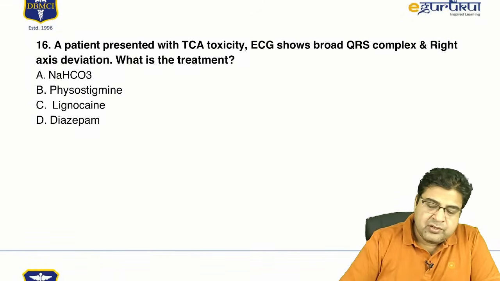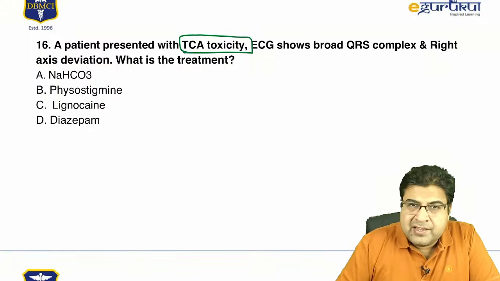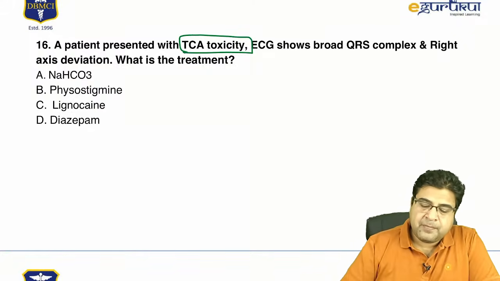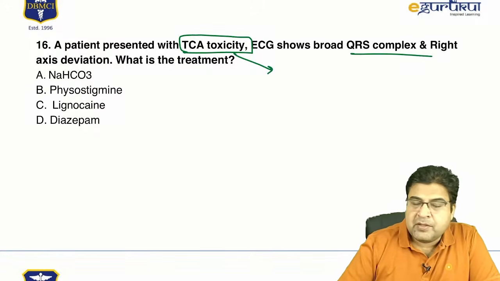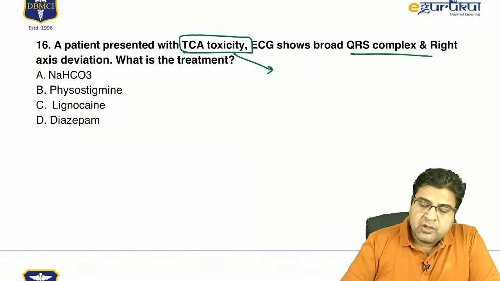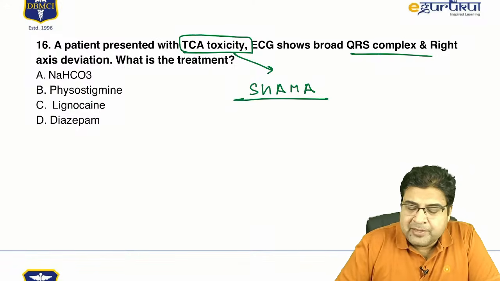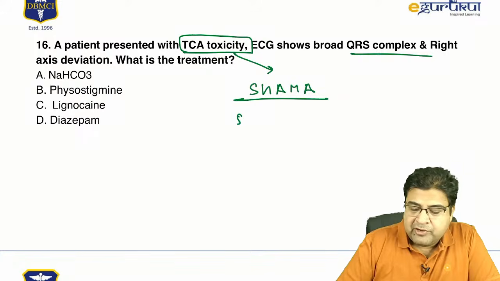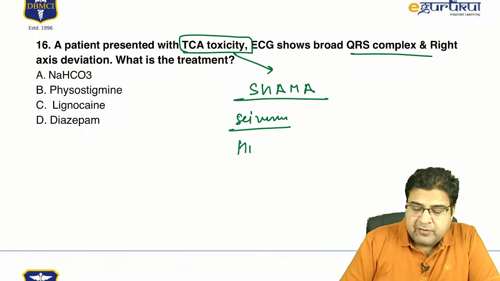Now question number 16, a patient presented with TCA toxicity. So tricyclic antidepressant toxicity, right guys? So what are the symptoms of TCA toxicity? They have given the symptom that the patient has got arrhythmia. So guys, you can remember the symptoms of TCA toxicity with the mnemonic SHAMA. In this SHAMA mnemonic, the patient can have seizures. The patient can have blocking of the histamine receptor that can cause sedation and drowsiness.